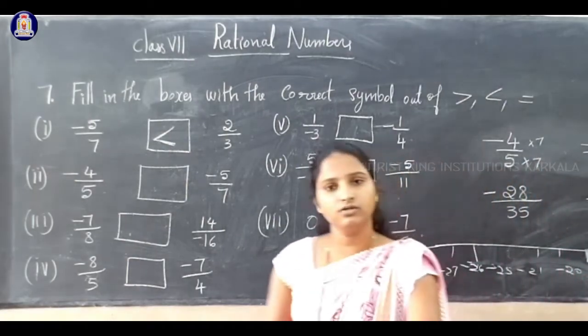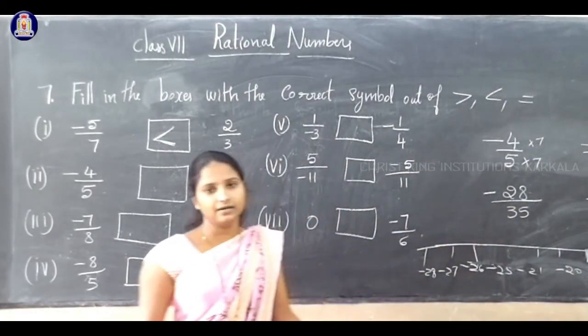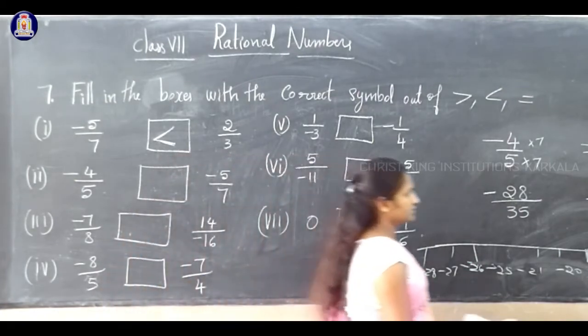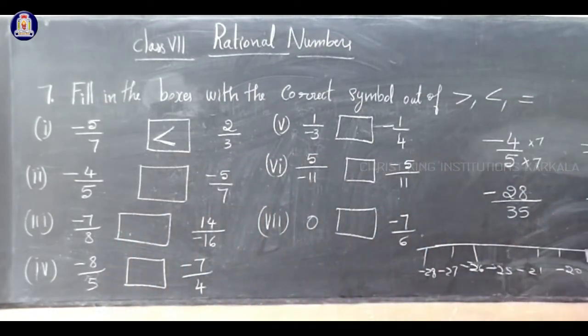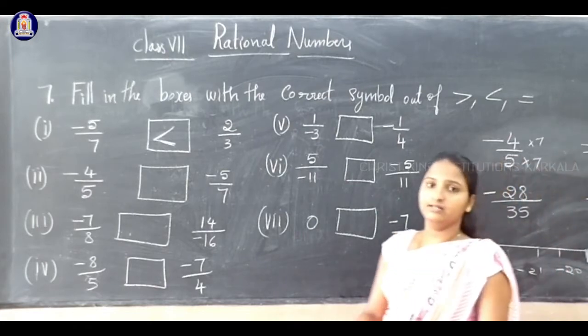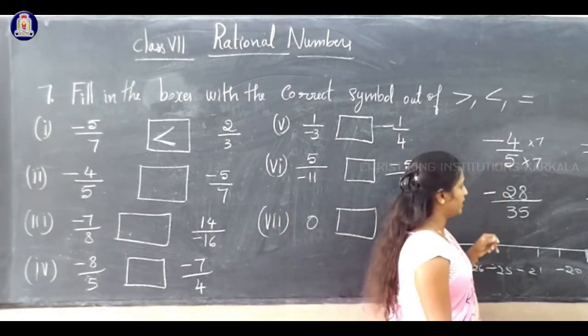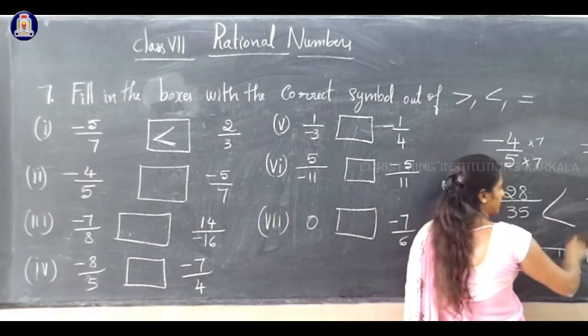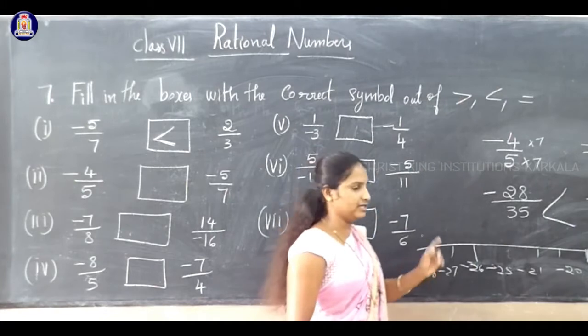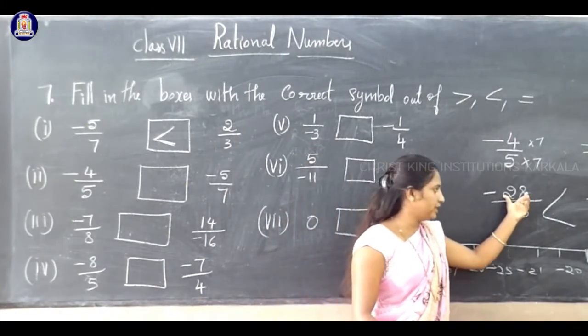Okay, positive 28 is greater than positive 25. So now can you say which term is greater, minus 4 by 5 or minus 5 by 7? Minus 4 by 5, that is minus 28 over 35, is lesser than minus 25 by 35. Clear?